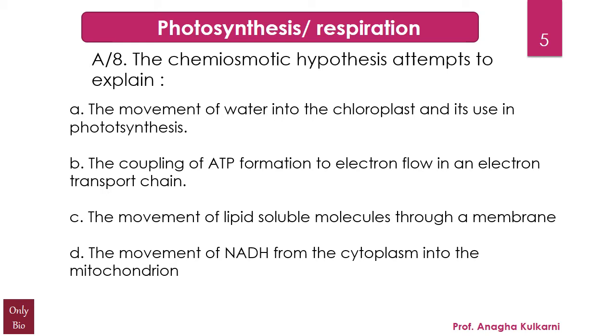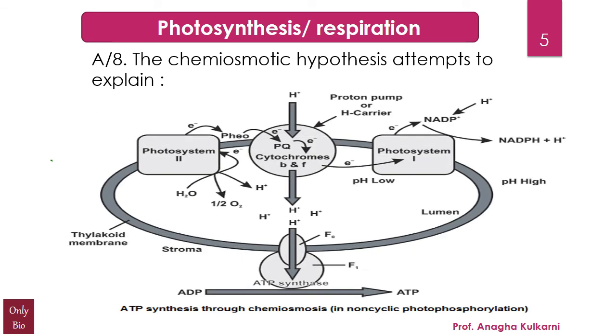So I suppose now you can guess the answer. The answer is B. That is the coupling of ATP formation to electron flow in an electron transport chain. But friends, please remember, this is not just in case of mitochondrion. This also relates with the formation of ATP in non-cyclic photophosphorylation.